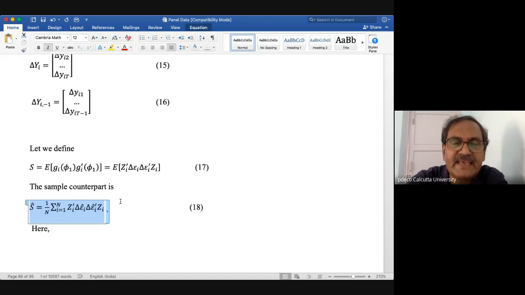Now this S hat will be used in estimating phi 1 by applying GMM. So what we have taken at this stage, we have basically taken the square of the moment like this. We have multiplied, and multiplication in matrix form looks like this.